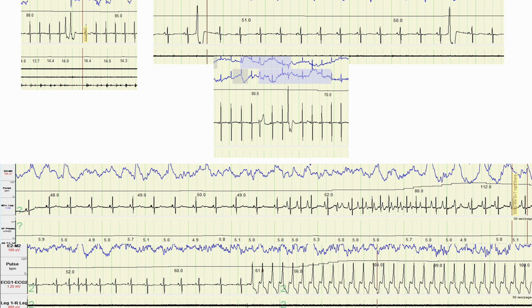I just realized I didn't have my laser on, so I'll talk about these a little bit too.